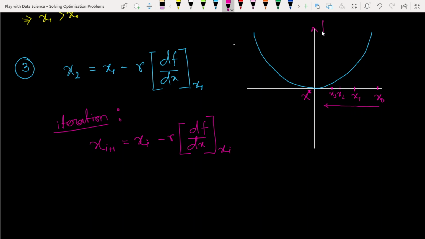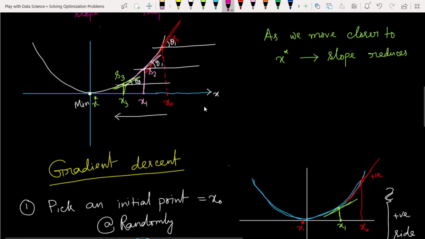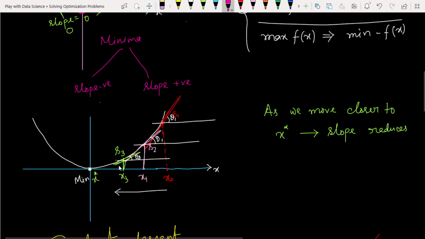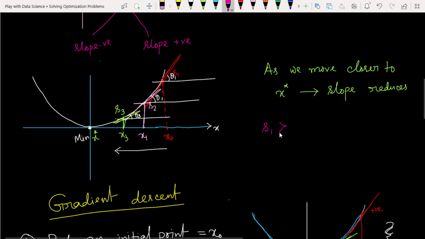Now let's see one observation from this technique. Coming to this picture, as we move closer to our optimal point, that is x star, our slope value decreases. The slope value decreases here, because s1 is greater than s2, which is greater than s3, which is greater than so on. Suppose we have iterated k number of iterations here.